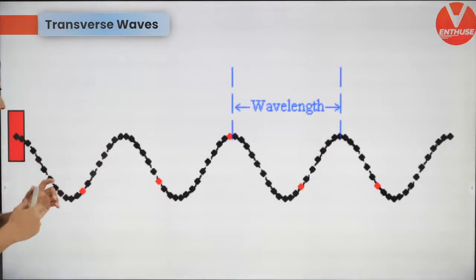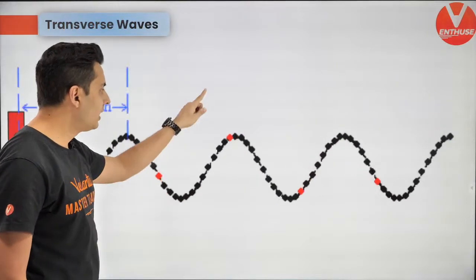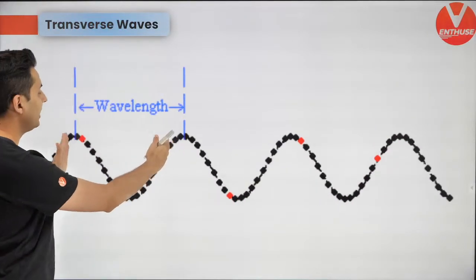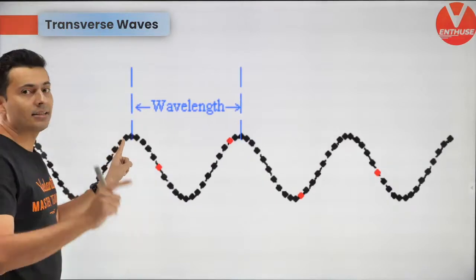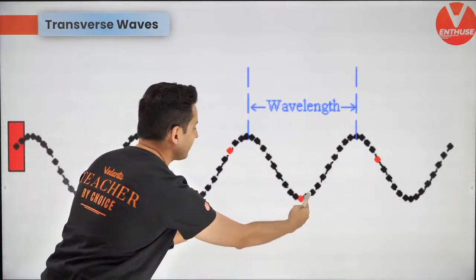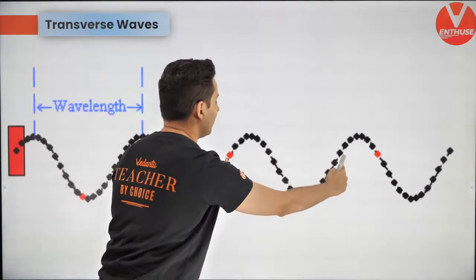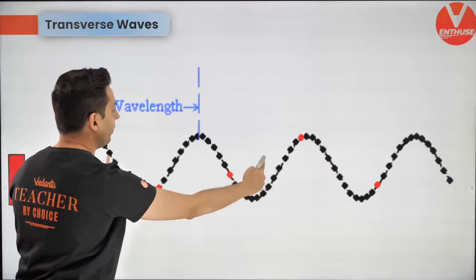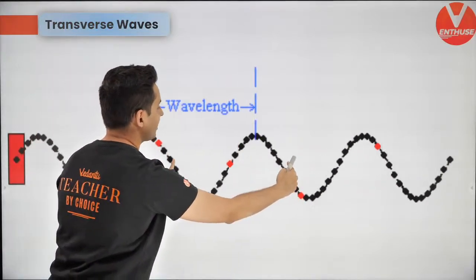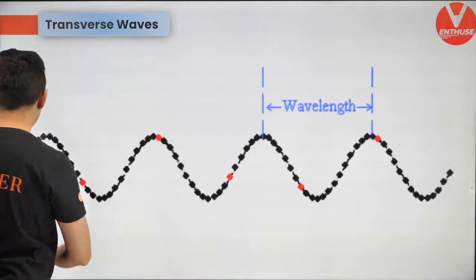Now in a transverse wave, like I was telling you, each particle goes up and down, and there is something called the wavelength. So what is the wavelength? Wavelength is the distance from one crest to the next crest, or from one trough to the next trough, or from one point to another point which is similar in nature. So if there are 2 points identical in nature, just take the distance between them, that will be nothing but the wavelength. Keep this in mind.